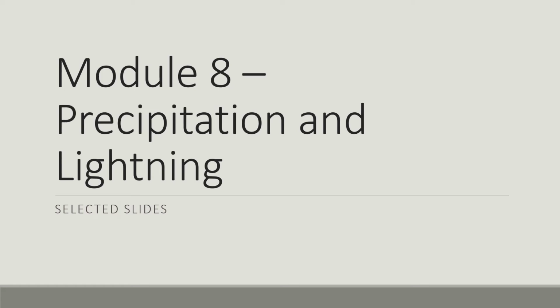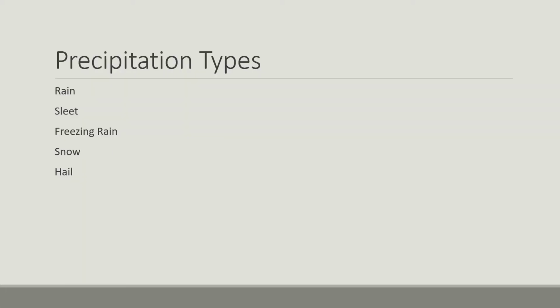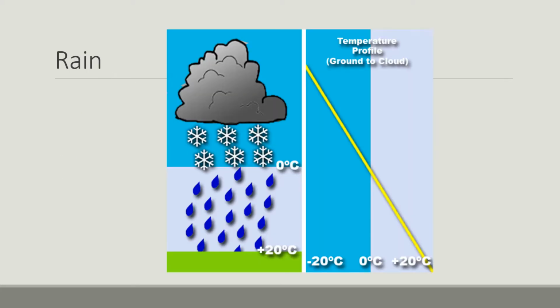All right, for our selected slide this week, we're looking at different types of precipitation and basically why it looks like what it looks like when it falls here at the surface. We have a couple different types of precipitation: rain, sleet, freezing rain, snow, and then hail, and we'll go through each of these. What it looks like to us here on the surface is largely dependent on the cloud temperature and what our atmosphere looks like from the bottom of the cloud down to the Earth's surface.